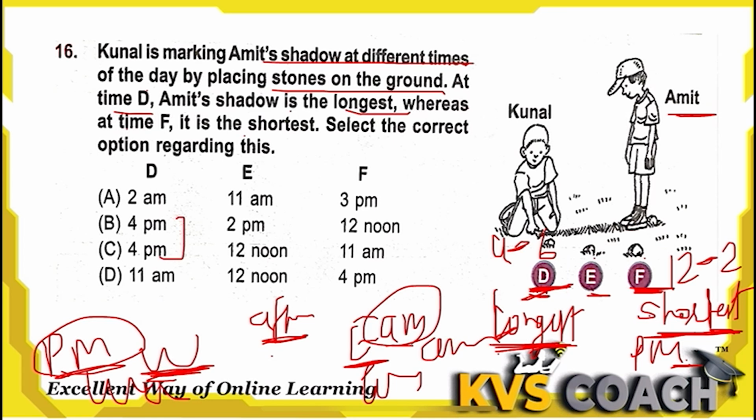But E will be afternoon time, 12 p.m. and 12 noon. Here it is not 12 noon, it will be 2 p.m., because this is the shortest, and at 12 noon it will be shortest only. So it can be like this, and here it is 11 a.m. Either here it is 12 noon. 11 a.m. is wrong because at 12 noon it will be shortest only, because in the afternoon it is the shortest image. So option B is the right answer.